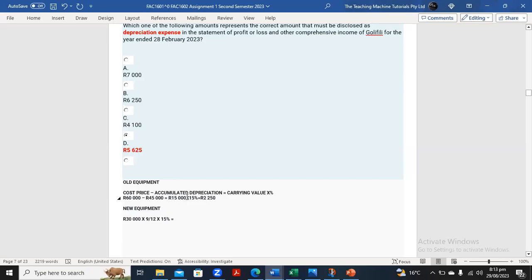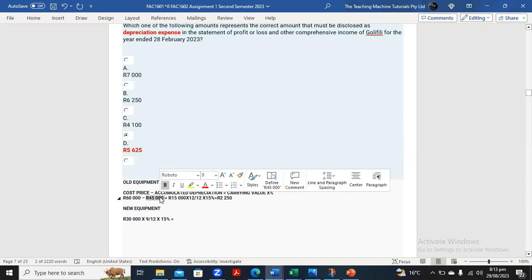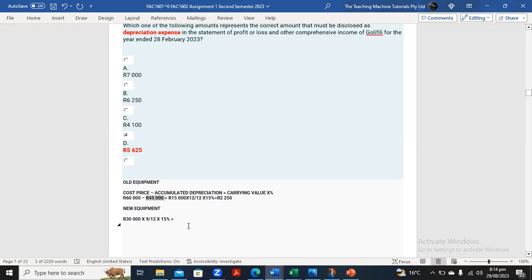Even here, we have said multiply 12 divided by 12 because we are calculating depreciation for a year. This accumulated depreciation is the total amount of depreciation that has been accumulated over the past years. Each and every year we calculate depreciation. So depreciation for the current year, 12 over 12, is only the one year, but because this is old, it has accumulated a depreciation of 45,000 over the previous years, about 3 years.